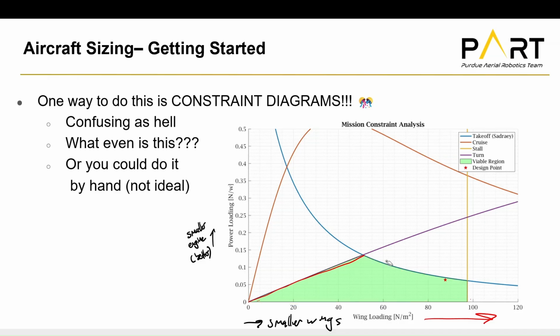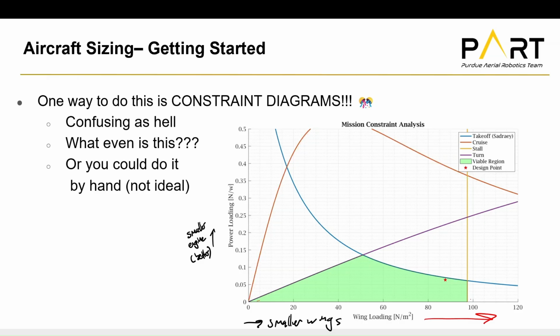Okay. Another one is your stall constraint here. This is interesting because your stall constraint is not a function of your power loading, which makes intuitive sense, right? It doesn't matter what engine I have on my plane. I could be a glider, I could be a fighter jet. Depending on the geometry of my plane, that is what dictates where I stall at, right? So that's part of it as well. You can see our cruise constraint here is not an active constraint. It does not define our viable region.